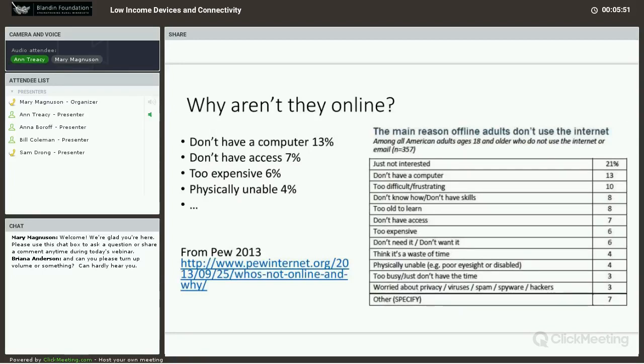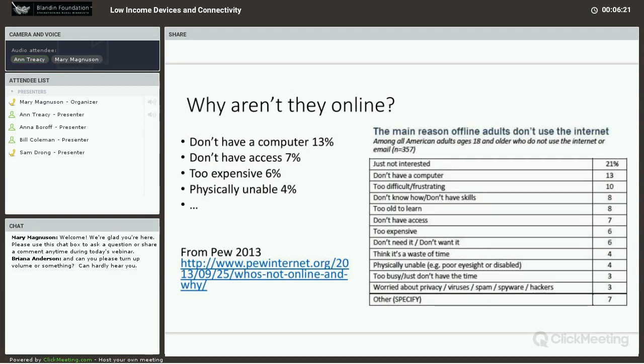And taking a look at why they're not online, 13% don't have computers. The thing that's changed about that statistic over the last 15 years is that that number has gotten lower and lower and lower. But there still is that remaining. It's not quite the 80-20 rule, but the 87-13 rule. There's still a percentage of folks who don't have a computer. Often that is because it's too expensive. They can't afford it.